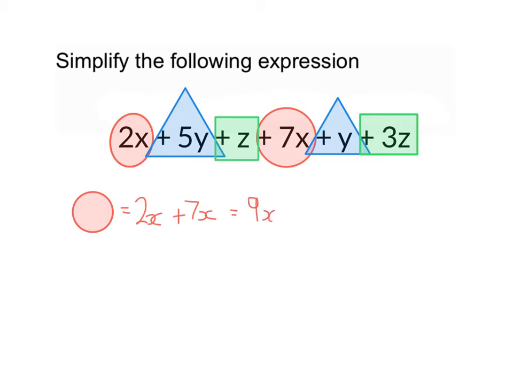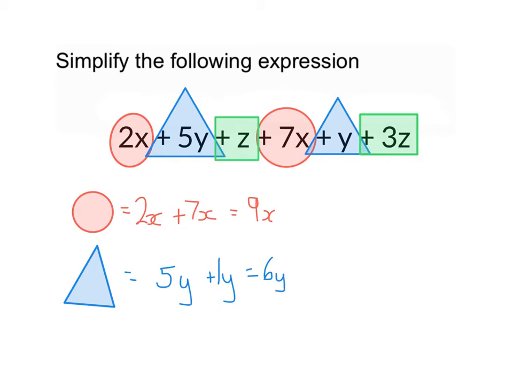Next up was my triangles. So for my triangles I had positive 5y, so I'm just going to put 5y, add y. Now this might be confusing for some because how many y's is there here? But if there's no number in front, we say that it's 1y. There's an imaginary 1 there, so you can write that in if you want to. So y actually means 1y. So we've got 5y add 1y is 6y.